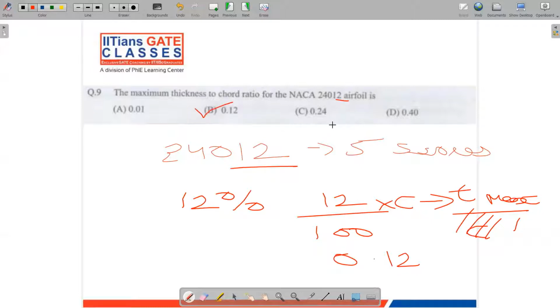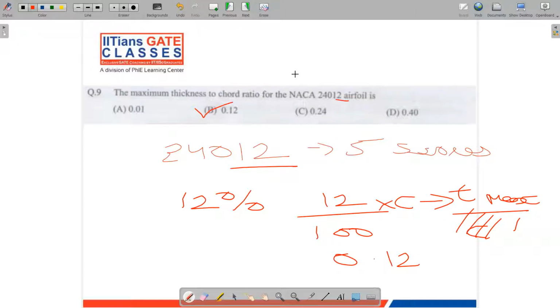That is option B. So just to repeat it again, the last 2 digits multiplied by the chord divided by 100 basically gives you the maximum thickness. So the maximum thickness to chord ratio becomes 12 by 100 in this particular case.